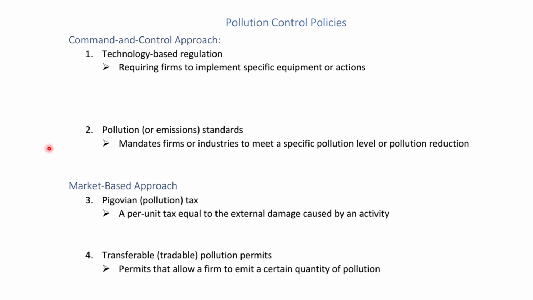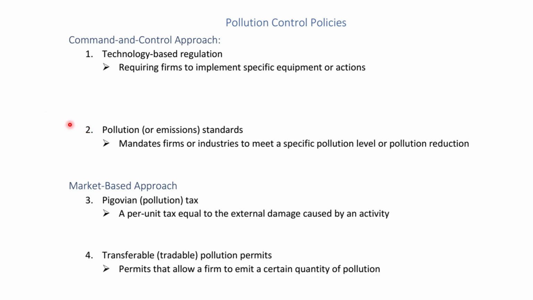The order that we're going to do is first we start with technology-based, and then a Pigouvian tax, and then an emission standard, and then a transferable permit. Okay, and as we talk about each of these, hopefully you can see why we will go in this order. Okay, and I'll just give you the punchline here.